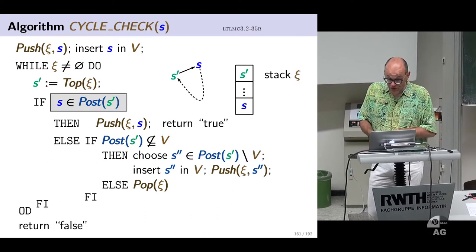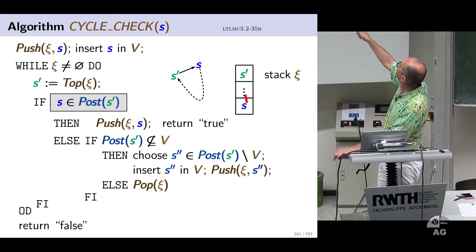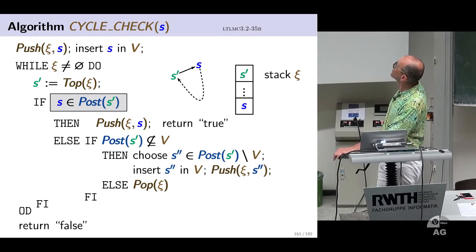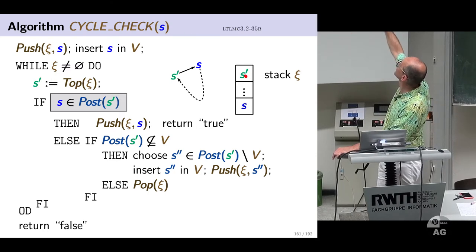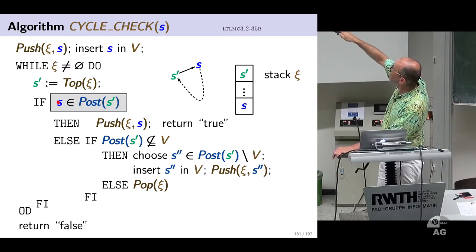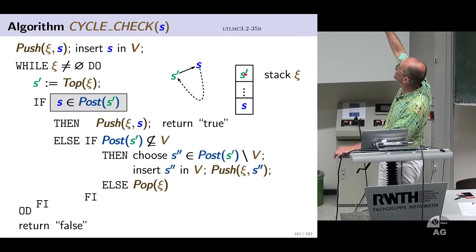Good. So here you see what happens if this S belongs to post S prime. That means this is the situation of the stack, right? You started from S. That's what you pushed on the stack. At some point, you take the top of the stack, so that's S prime. And apparently, you find that S is a direct successor of S prime. So this state here is a direct successor of S prime.